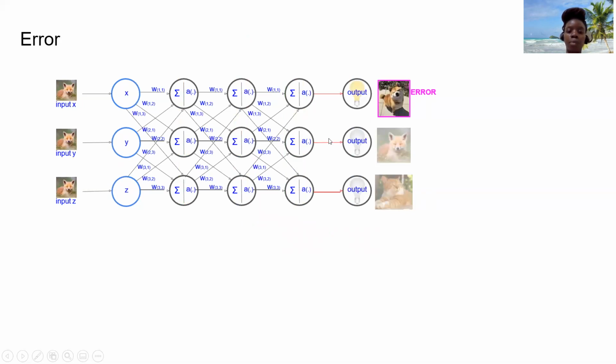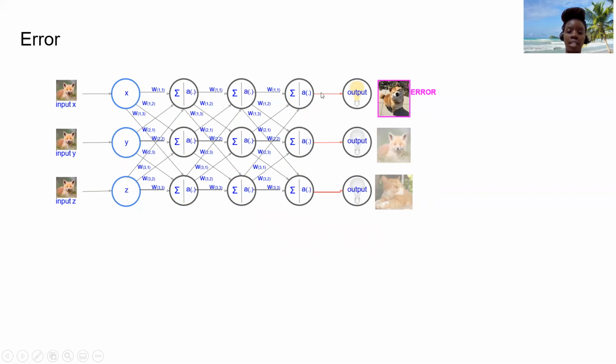But like with all machines, with all systems, we cannot have a machine that produces 100% correct answers. There will be an error. In this case, we know the error because, for example, the network may tell us that this is a fox, but we know that it is a dog. But how do we quantify this error? How do we compute it?